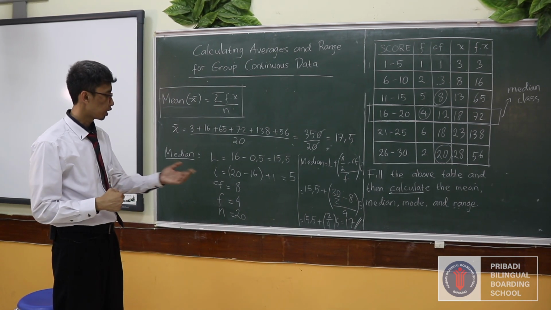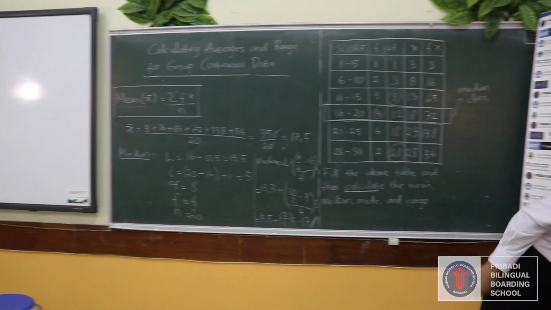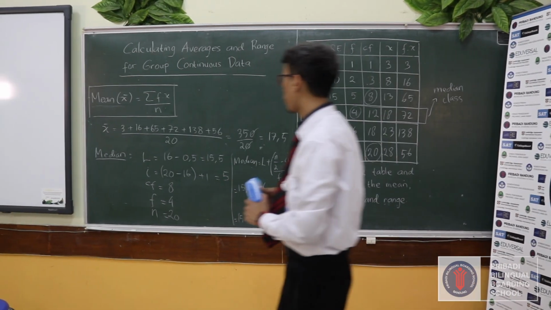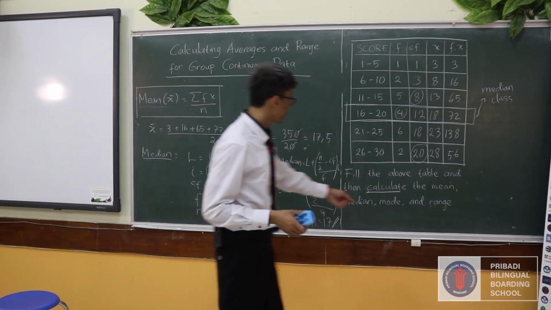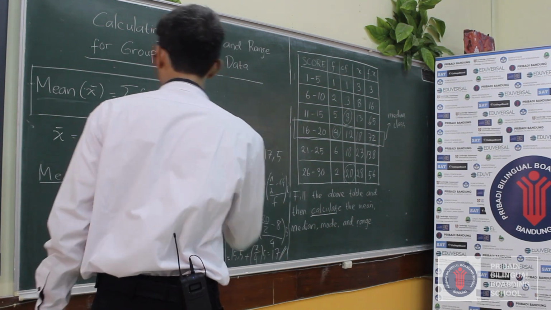Okay, I hope you understand with these steps. Let's continue to find the final type of average, which is mode. Okay, let me erase this.